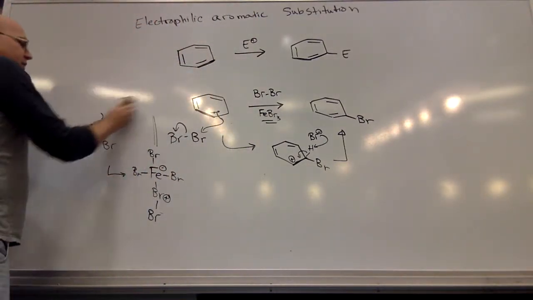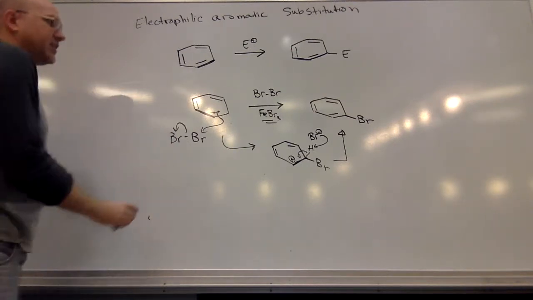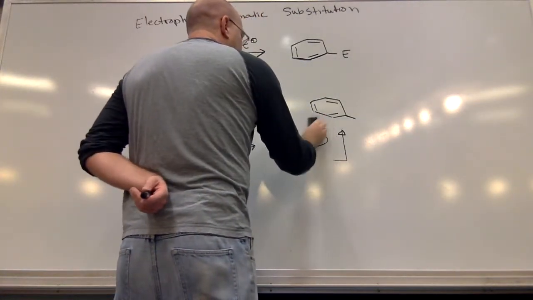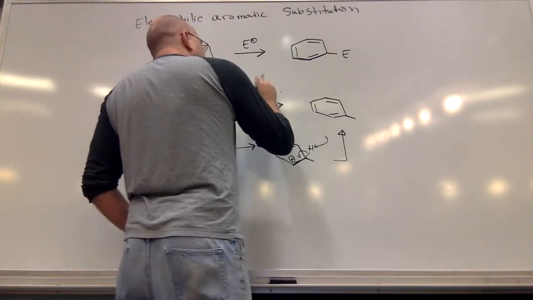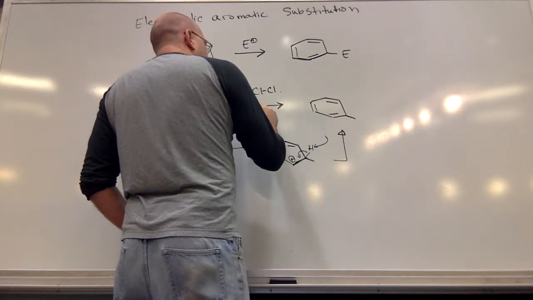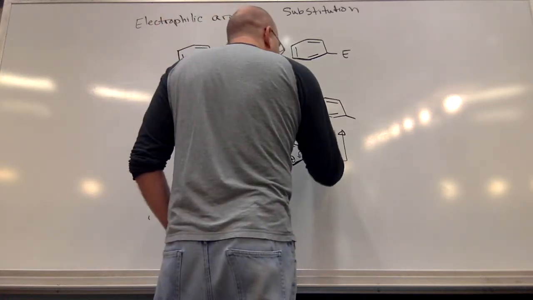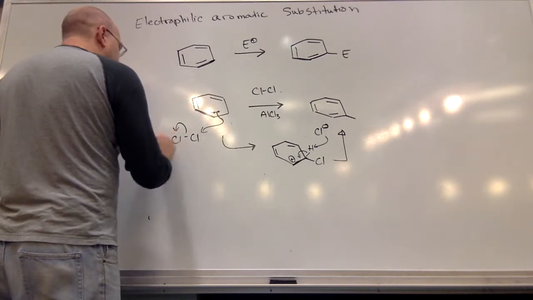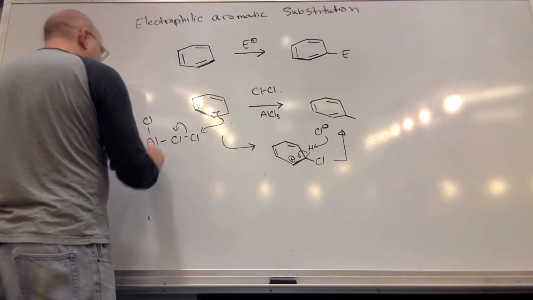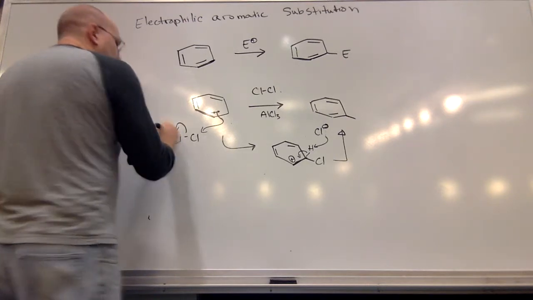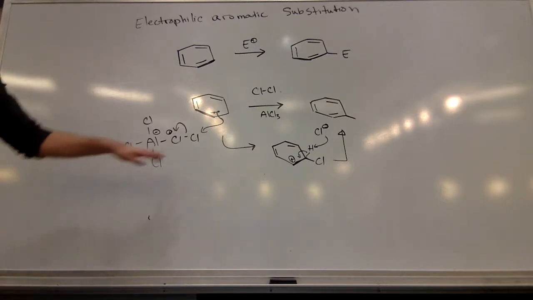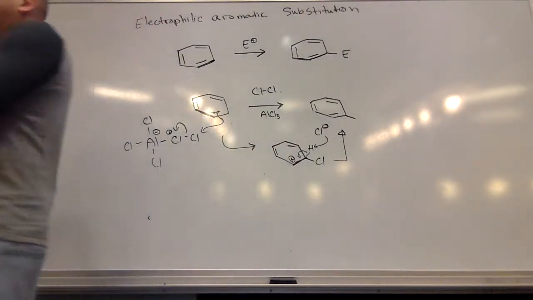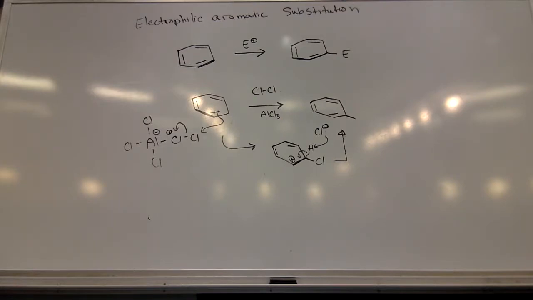I'm just going to erase this and show you the one that's basically the exact same thing. That's chlorine with aluminum trichloride. I'll come back to aluminum trichloride in a little bit. Basically, it's going to be the same concept. I'll draw the aluminum coordinated here. Right, so the same sort of idea: you're coordinating, it's helping it leave, and then you're going to eventually re-aromatize in some way.